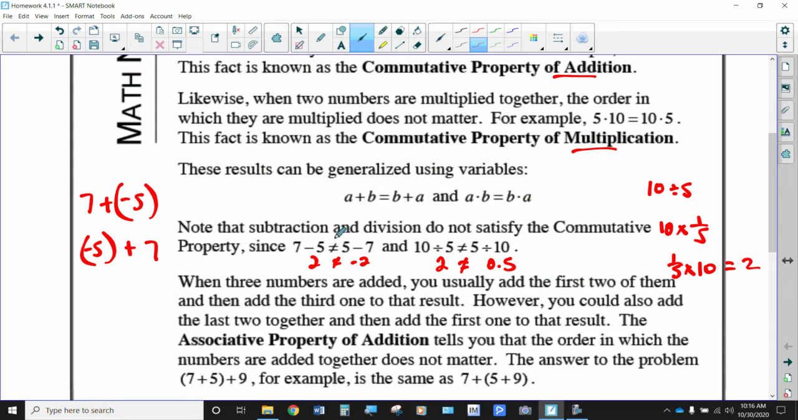So it's always going to be encouraged that when you are subtracting, to change that to adding the opposite, and when you are dividing, change that to multiplying times the reciprocal, and then you're allowed to use commutative property.